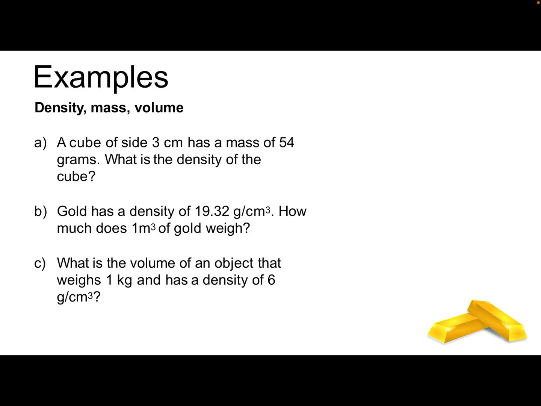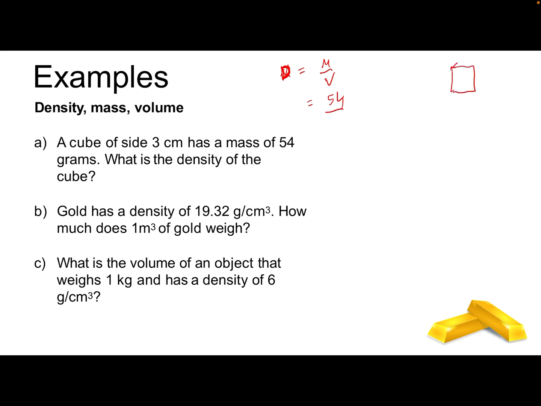So here's some examples. A cube of size 3 centimeters has a mass of 54 grams. What is the density of the cube? So remember, density is what we're trying to find out. So density equals mass divided by volume. Well, the mass is 54. What we don't know yet is the volume. But we do know it's a cube.